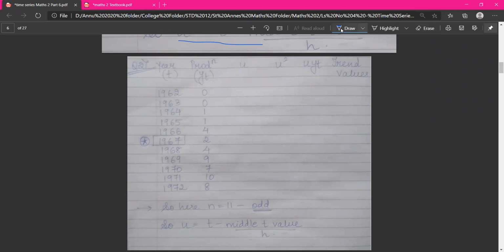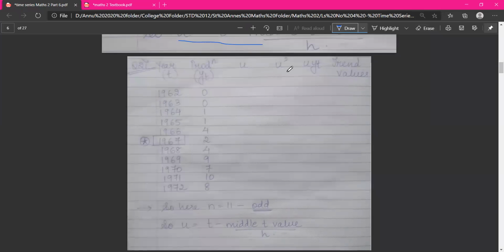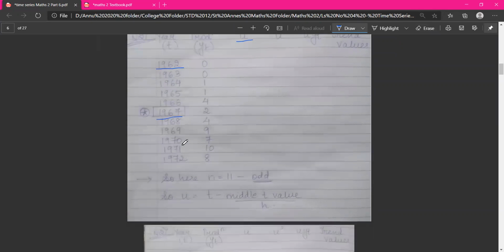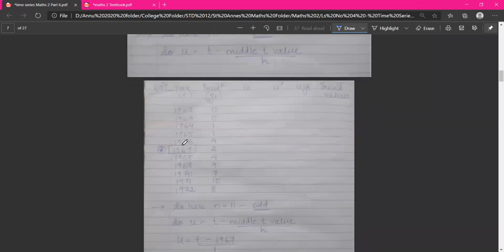तो उसको हम mark कर देंगे 1967. Now you have to subtract and get the value of u. So how will you put t? तो पहला t का value is 1962. Minus the middle t value is 1967. So that will give you the answer minus 5. So as you can see class, कैसे करना है आपने? So yes, u का value is and h means the difference. दोनों साल के बीच का difference कितना है? 1. तो आपका u का value क्या हो गया? t minus 1967 point number 1.